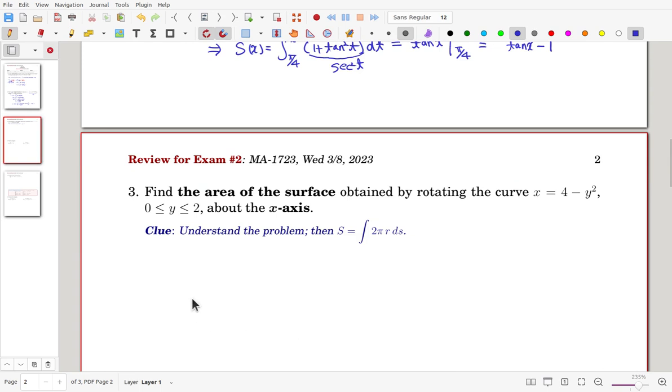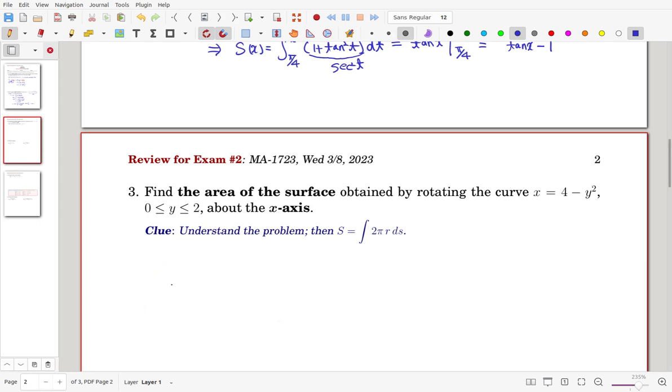Okay, and number 3, find the area of the surface obtained by rotating the curve x equals 4 minus y squared, with y moving from 0 to 2, about the x-axis. Now, for this problem, again, what you have to do first is to understand the problem, and then the surface area is 2 pi r and ds, right?